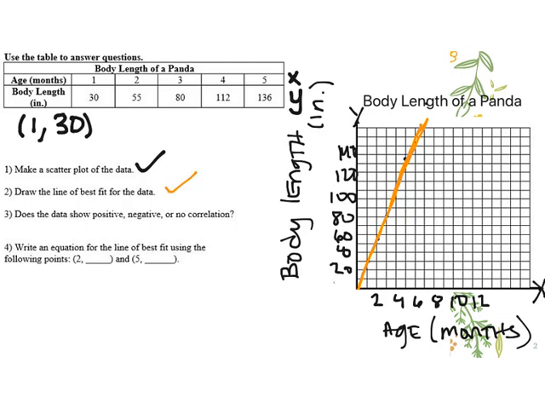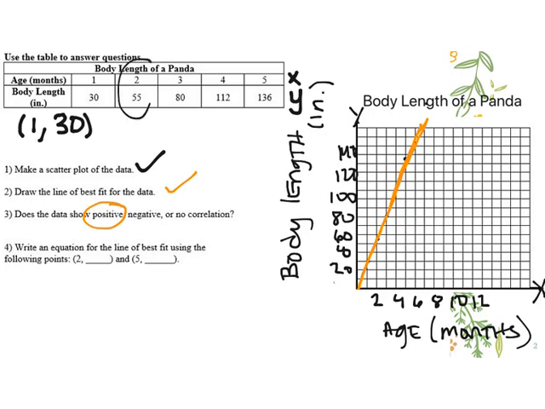Now, does the data show positive, negative, or no correlation? Well, my line happens to be going up, so it actually is a positive correlation. Now we're going to write an equation for the line of best fit using the following points. I'm going to have you use specific points.